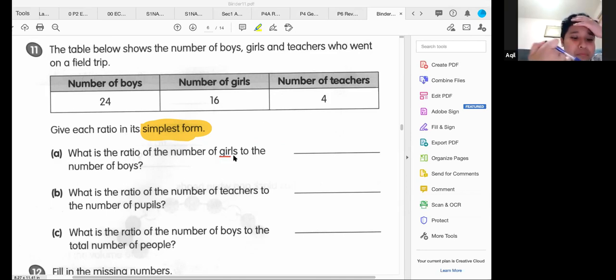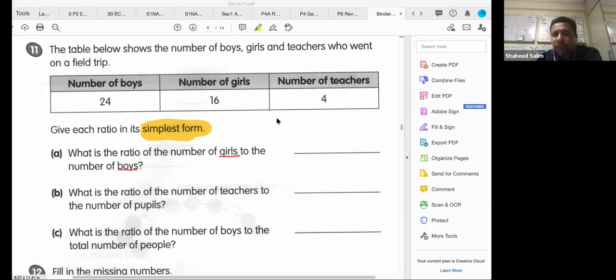Number of girls, I see girls to boys. So for me, I always write like that. G to B. So this is what Akil says. Girls is how many? 16. This one 24. So you divide by how many? 2. Divide by 2, you get 8 is to 12. Do you all agree? You say this is the answer. Agree? No. Putri, you don't agree. What's your answer, Putri?